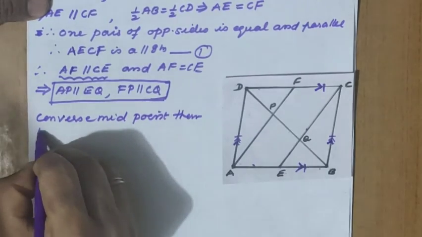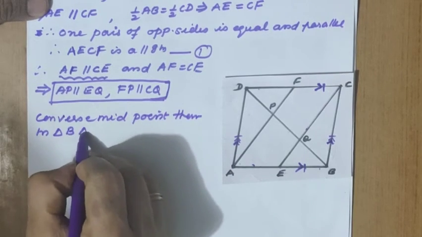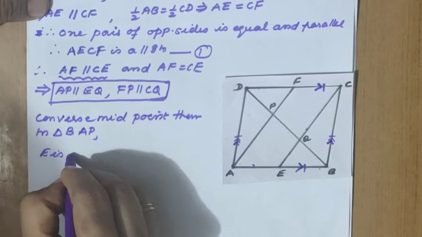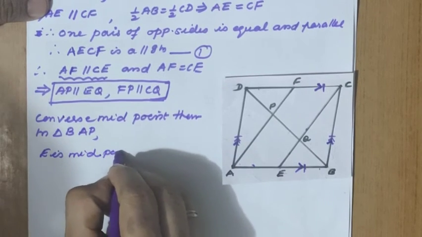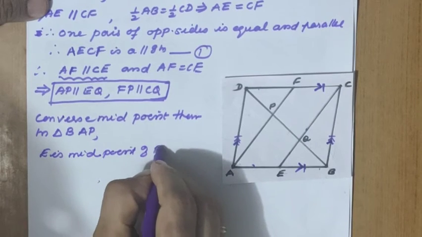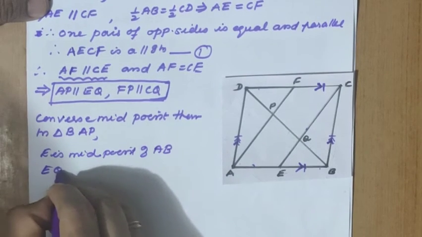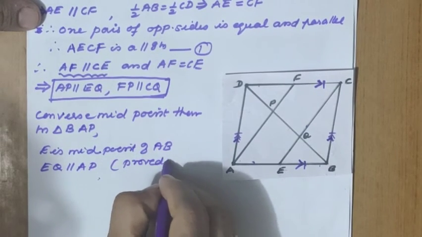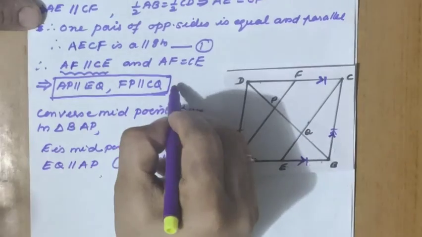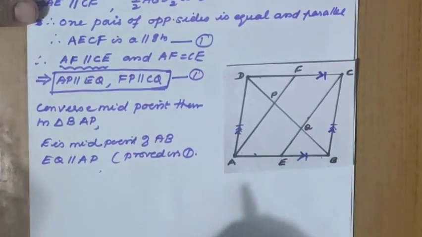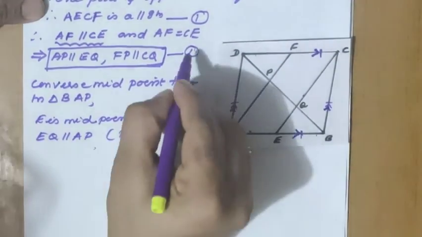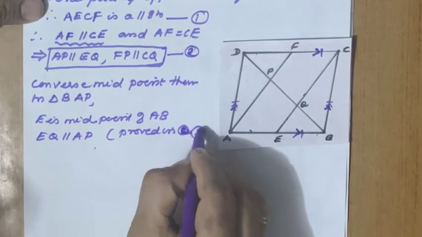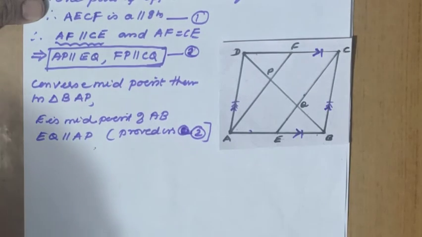Right? In triangle BAP, what is the midpoint? E is the midpoint of AB. EQ is parallel to AP. We have proved this in 1. So I can write here proved in 1. Okay, this is also a result of 1 only, so I'll write 2 here, so there is no confusion. Proved in 2. Now I have written EQ parallel to AP.